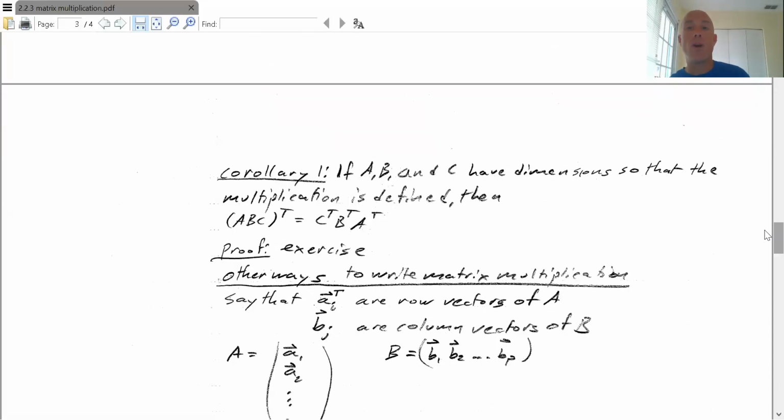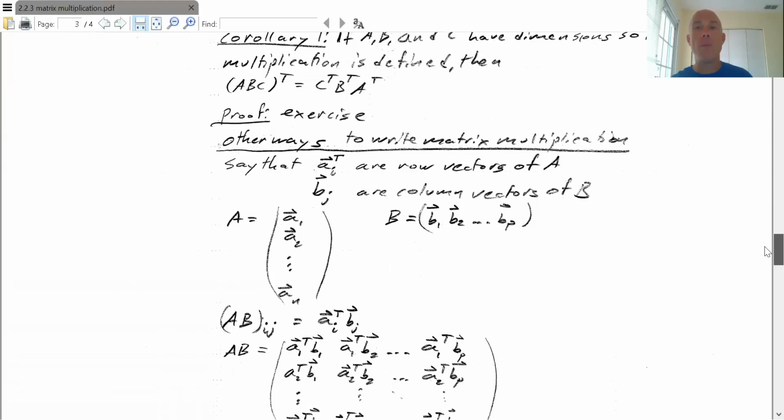All right, so here's a corollary. If A, B, and C have dimensions so that multiplication is defined, then the transpose of ABC is equal to C transpose times B transpose times A transpose. So what do we see from this? We see that if I have a transpose on parentheses, I just reverse the order of what's inside for multiplication, and I take the transpose of each. Boom. Easy peasy lemon squeezy. Now the proof, that's homework. Enjoy.